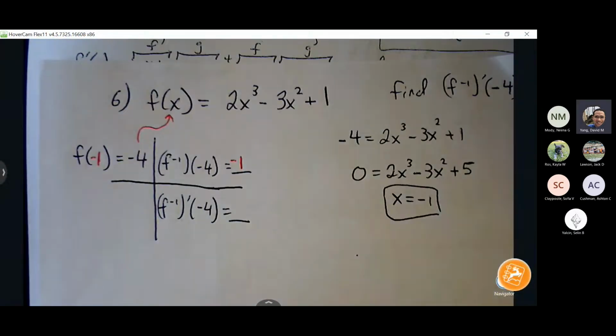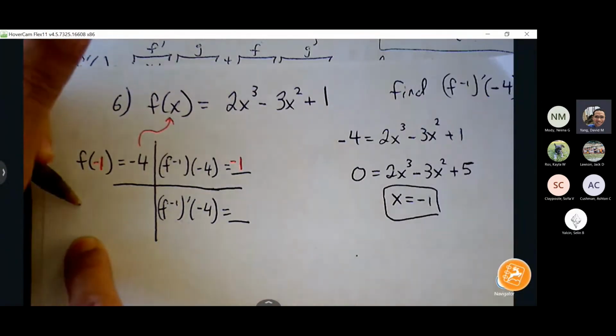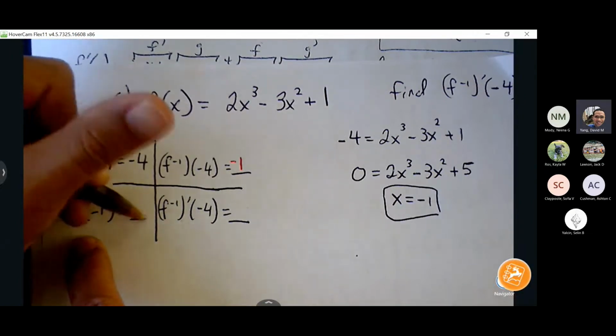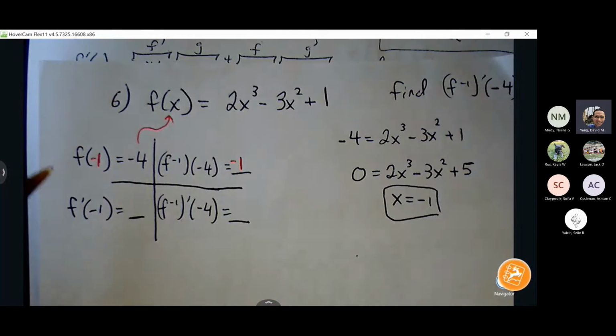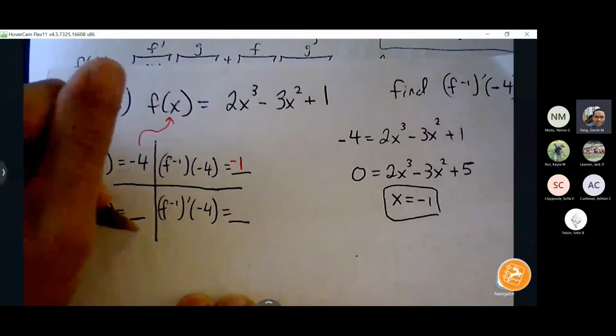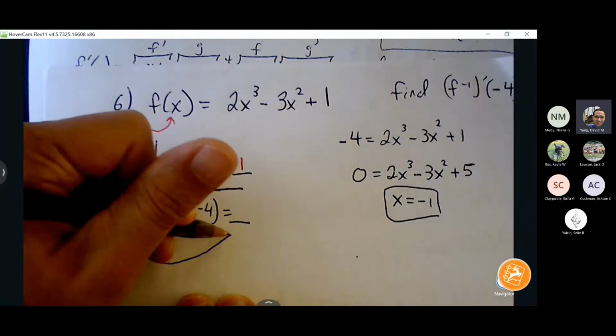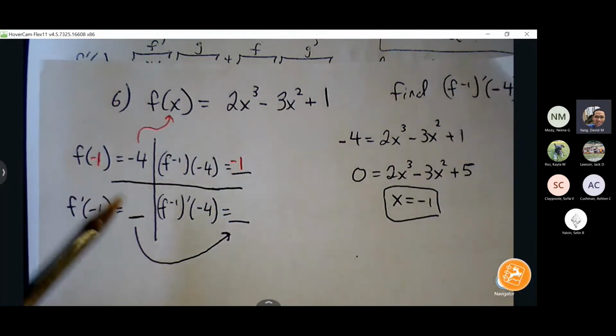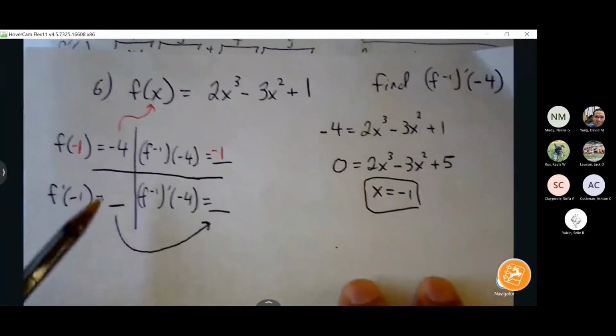Okay, so now that I have this, then I can work my way down to this information. Because I have my function, I have the x value. If I can find the slope of the derivative at -1, then this number will lead me directly to the slope of the f inverse at -4. So let's find f prime of x first.